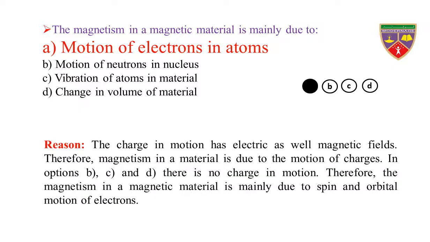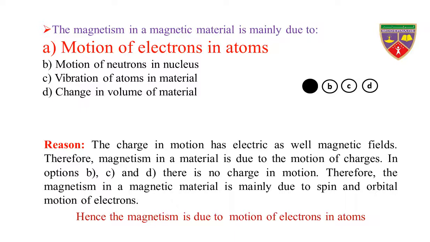Reason. The charge in motion has electric as well as magnetic fields. Therefore, magnetism in a material is due to the motion of charges. In options B, C, and D, there is no charge in motion. Therefore, the magnetism in a magnetic material is mainly due to spin and orbital motion of electrons. Hence, the magnetism is due to motion of electrons in atoms.